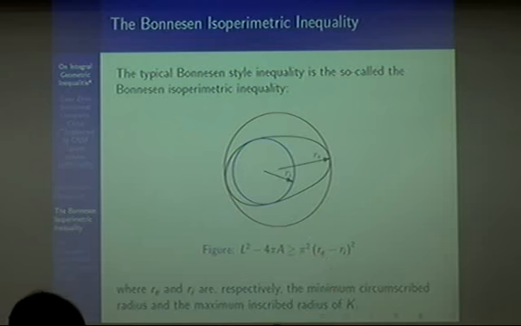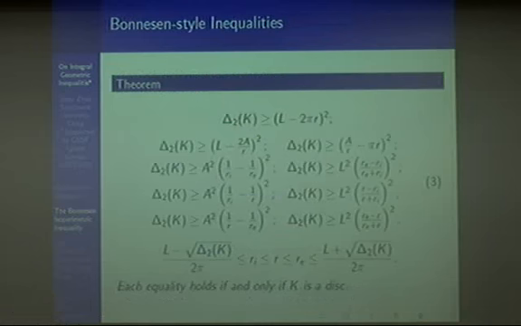If this B equals 0, it equals 0 if and only if R_E equals R_I, which is equivalent to the K inside being a disk. So the geometric meaning is obvious here. This is the Bonnesen-style inequality.